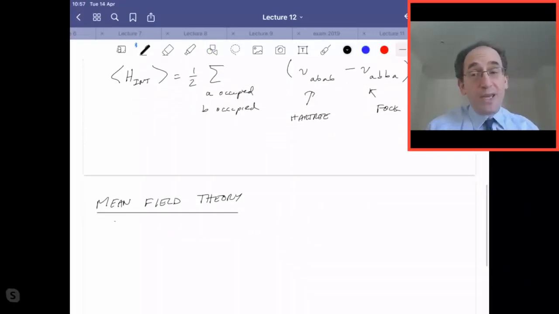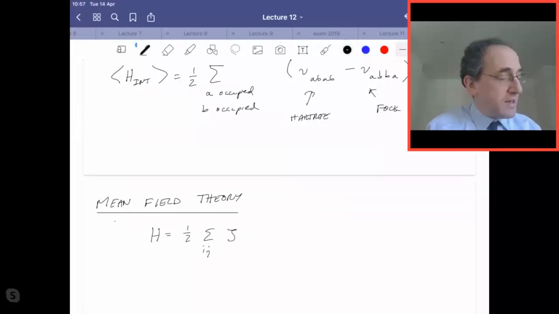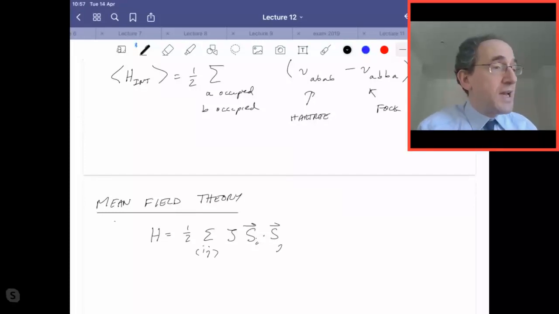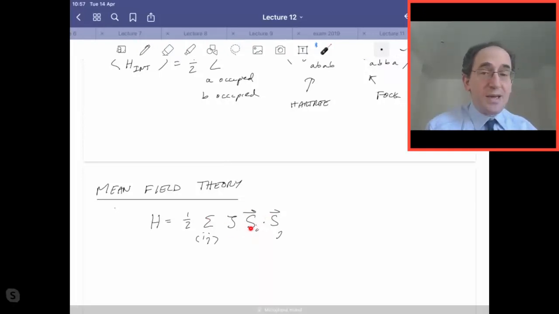So probably we introduced mean field theory in the context of magnets, or magnetism. You might have some sort of Hamiltonian, which is a sum over i and j of J S_i dot S_j, or something like that. The Heisenberg type Hamiltonian, and generally it's not so easy to find the exact ground state of a Hamiltonian which has interactions between sites i and j and lots of different spins.